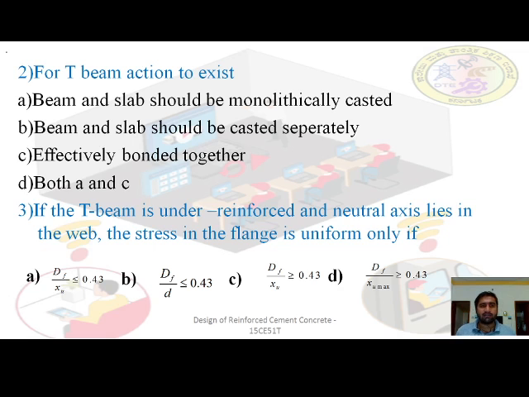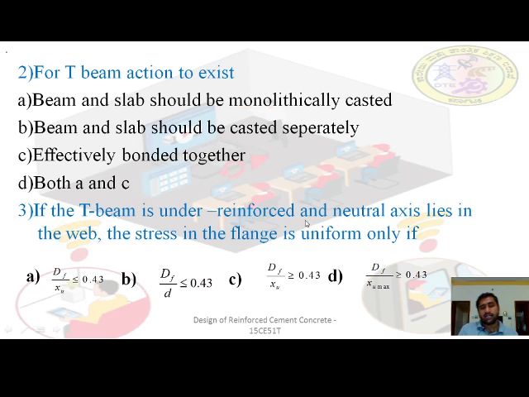Next, second one: for T-beam action to exist, beam and slab should be monolithically casted, or beam and slab should be casted separately. If it is casted separately, T-beam action will not be there. If effectively bonded together, means beam and slab should be effectively bonded together, both A and C. So A and C will be the correct answer, so the option will be D for the second question.